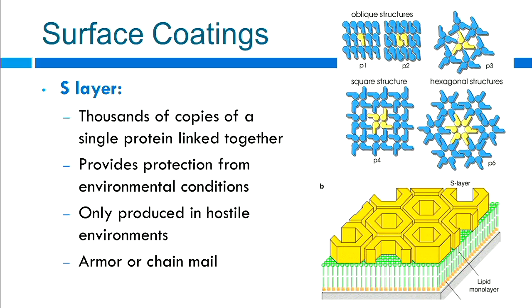S layer is cool. It's like armor. If you've ever seen chainmail, maybe you've been to that medieval times, this is what it looks like. They take these proteins and link them together, and there's all different structures that can do it. It's actually really beautiful. And they only are going to produce this if it's in a hostile environment where they need to protect themselves. Like maybe it's too acidic or too basic or too hot or too cold or has sulfur or methane or whatever it is that they don't like. So they can form this all the way on the outside.